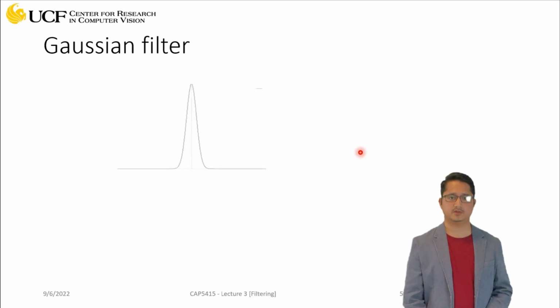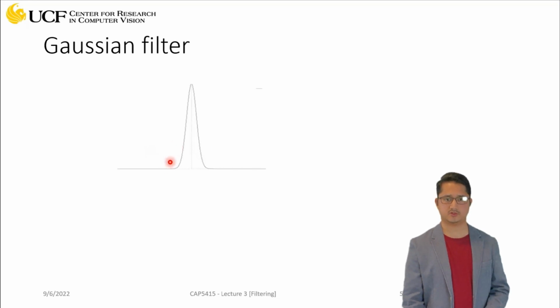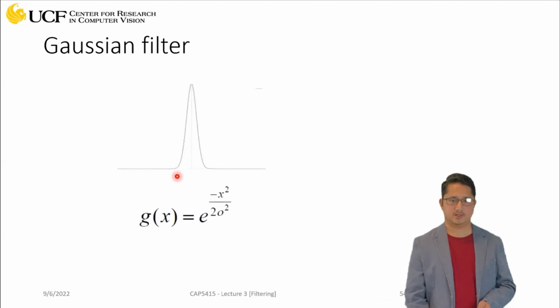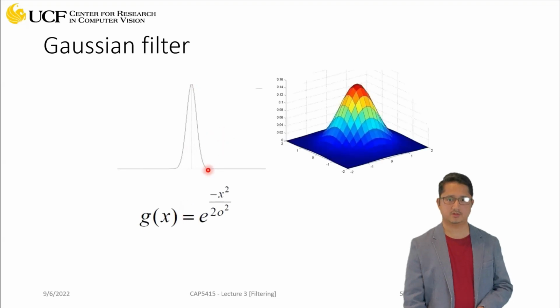Now the first one is the Gaussian filter, and this curve you have seen before. This is a Gaussian curve. It's symmetric across the mean value, and towards the left it becomes 0, towards the right it becomes 0. So it gradually decreases as you move away from the mean. And this is the equation for this Gaussian kernel.